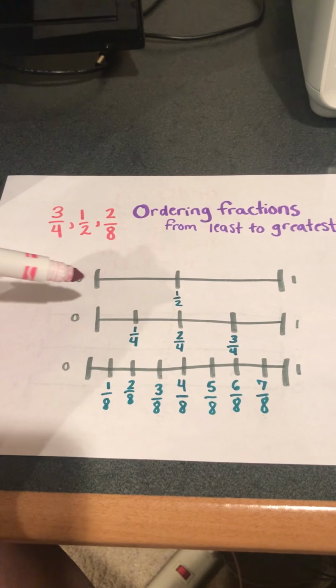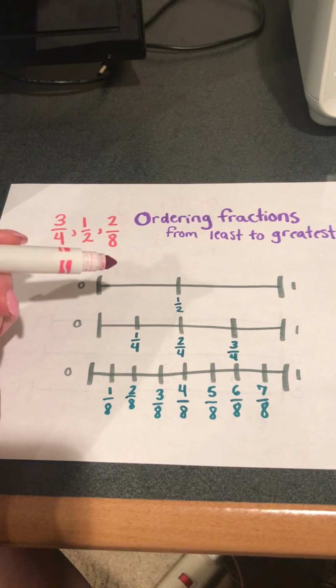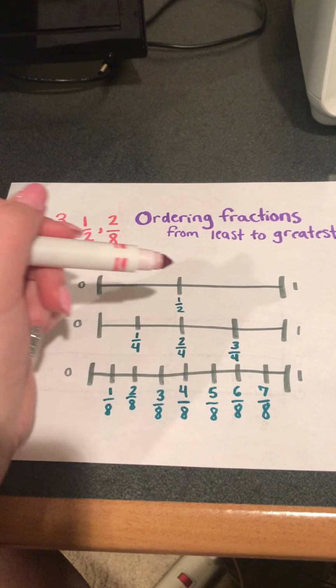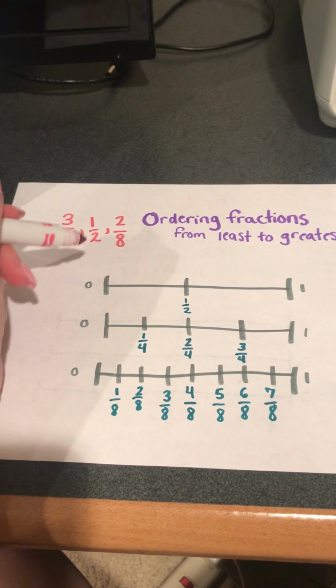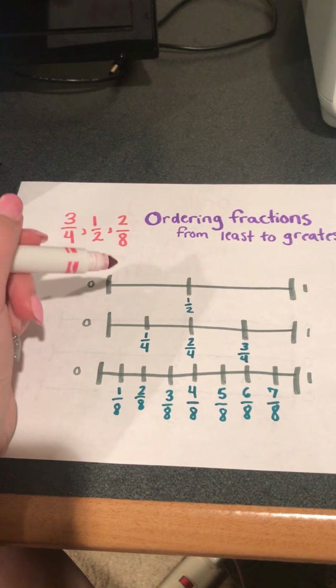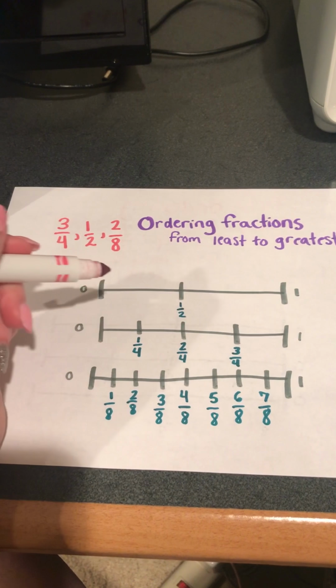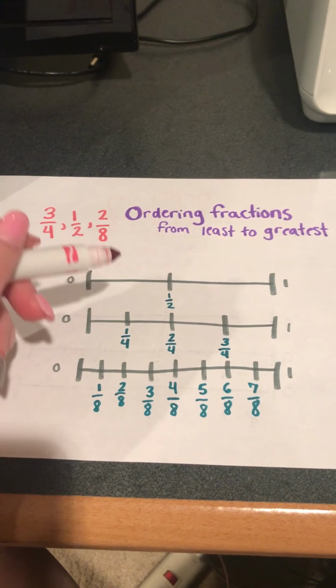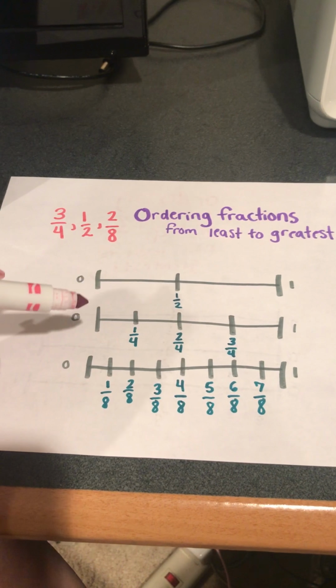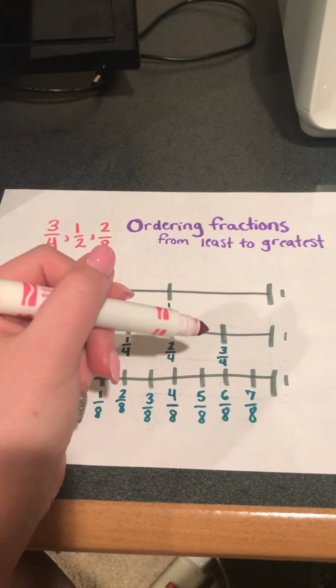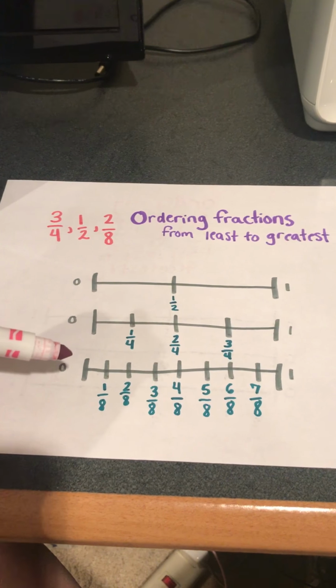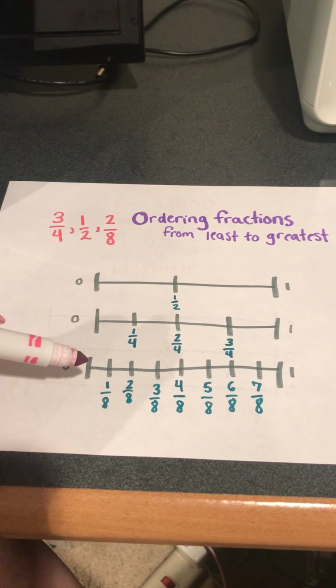Here you can see that I've drawn 3 number lines. They are each divided up differently based on their denominators. This number line is split up into halves. This number line is split up into fourths. And this number line on the bottom is split up into eighths.